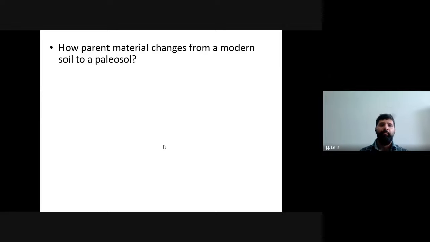And now I have to ask you a question. I always love to ask questions. How did parent material change from a modern soil to a paleosol? Think about how the parent material could change its properties between the formation of a modern soil and a paleosol. How can you see that?